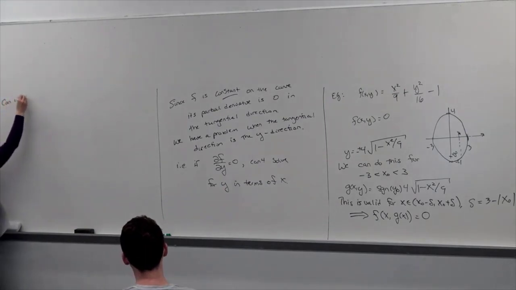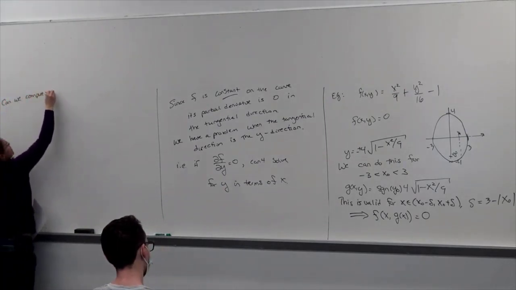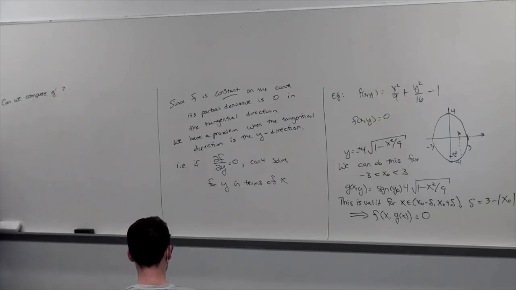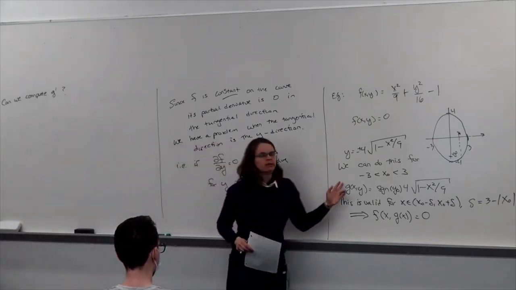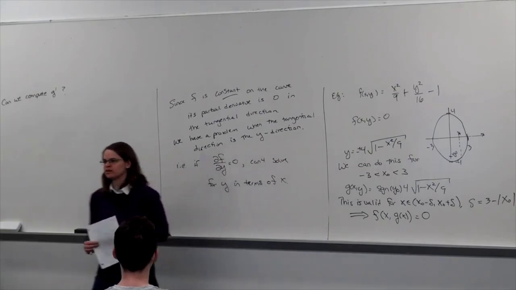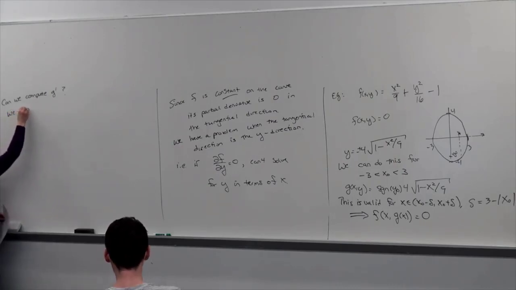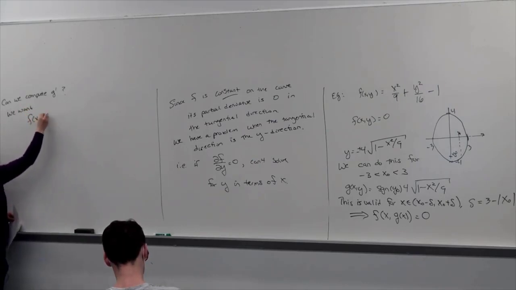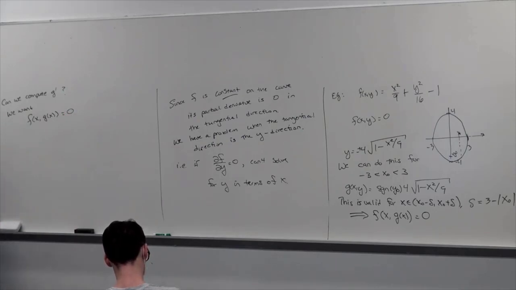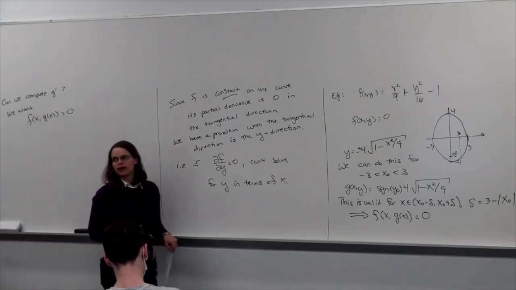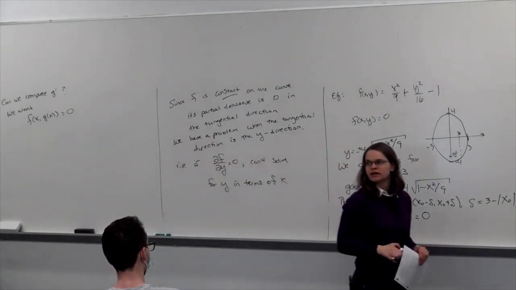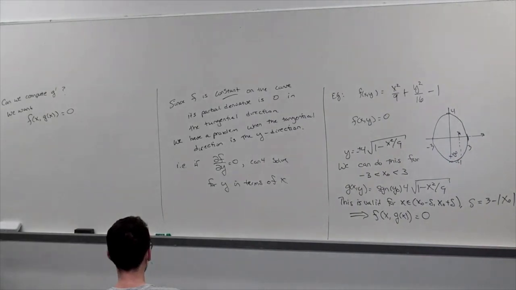So can we compute g prime? Okay, of course, in this case, we can explicitly compute g prime, which is nice. It gives us a way of testing our hypotheses or our observations. But let's think about this in general. What are we trying to do? We want f of x and g of x to be equal to 0. And maybe this is all I know. You know, I don't have any easy way of solving for g. I just know this. Can I extract information about g prime out of this equation?